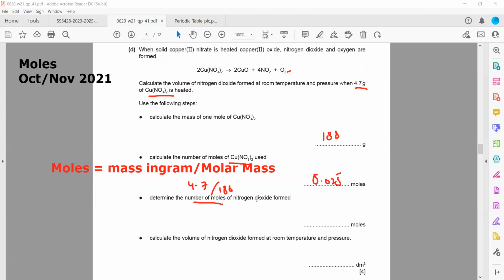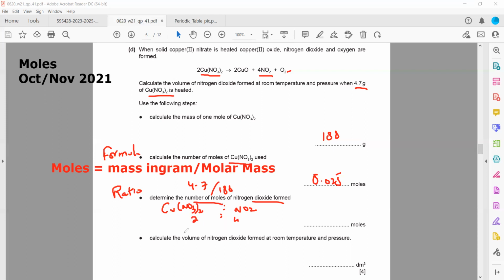Then determine the number of moles of nitrogen dioxide formed. So how do we determine the moles of nitrogen dioxide? We don't have any information about nitrogen dioxide, so how do we solve it? We solve this part by ratio. Which 2 substances should I take a ratio between? We have copper nitrate and we need nitrogen dioxide. So we'll take a ratio between copper 2 nitrate and nitrogen dioxide. According to the equation, the ratio is 2:4, or we can also say 1:2.